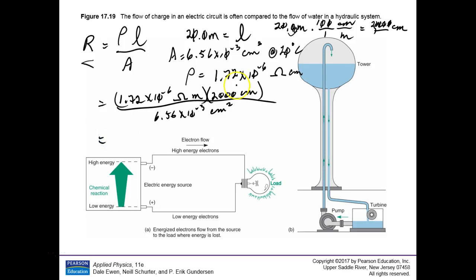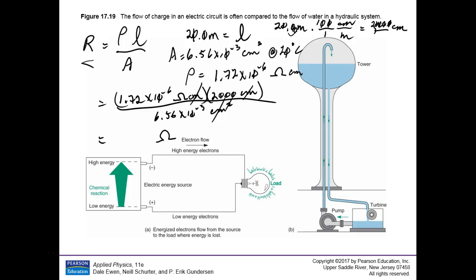Oh, let's look at the units. This centimeter here wipes out one of those centimeters. I put the wrong units down. That was ohm centimeters. And then this centimeter will wipe out that centimeter, and that will give you your resistance in ohms. Very good. So we got our unit. What is our number? Has anyone done it yet?